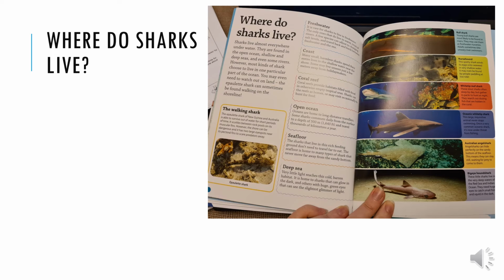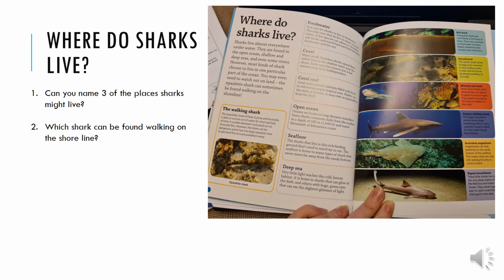Okay, our next page is, where do sharks live? So can you name 3 of the places? There are 6 on the page, 3 of the places where sharks might live. Number 2, which shark can be found walking along the shoreline? And number 3, which shark does it say can be found on the sea floor?